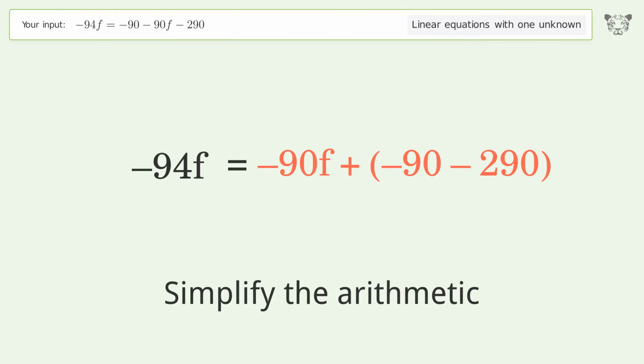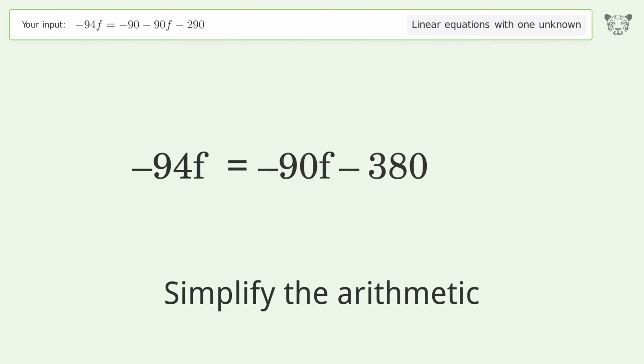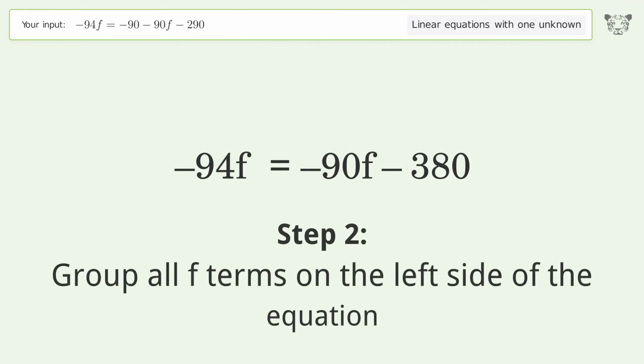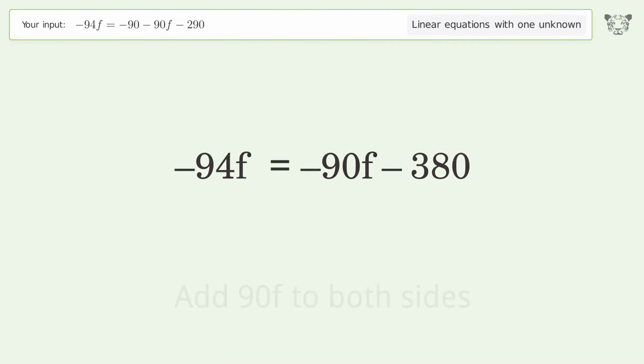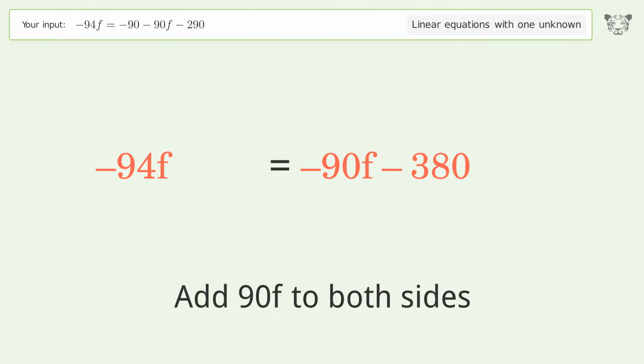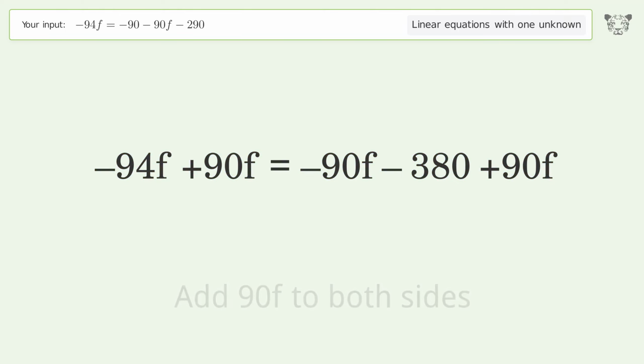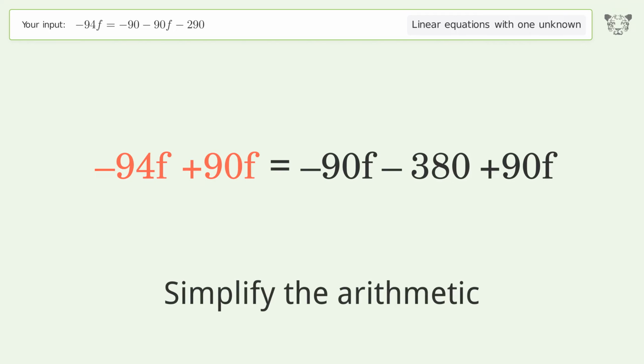Simplify the arithmetic. Group all f terms on the left side of the equation. Add 90f to both sides. Simplify the arithmetic.